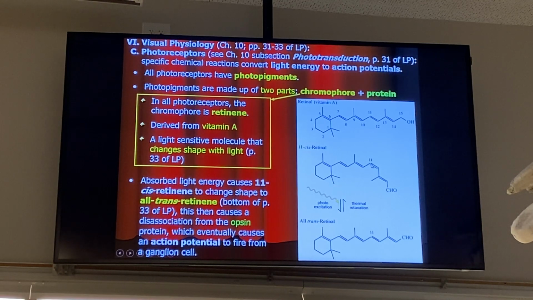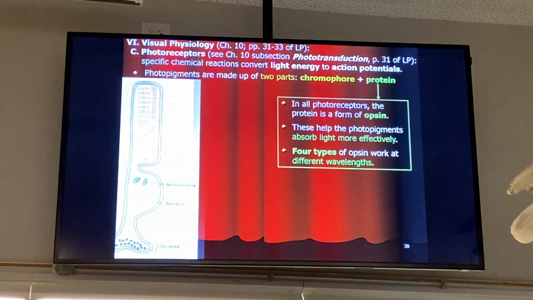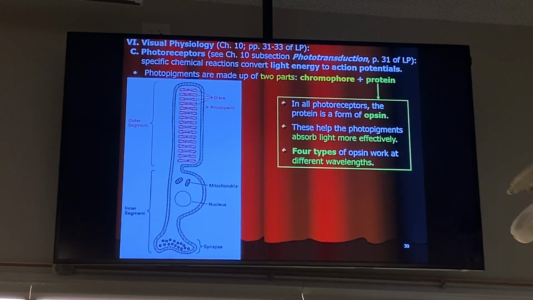11 carbon, see it's bent right there? Now it's straight. The textbooks also refer to this as the relaxed form of retinine, 11 cis. And this is the excited form of retinine, trans. Use any analogy you want between the relaxed form and the excited form. Whatever analogy works. Now let's talk about the protein.